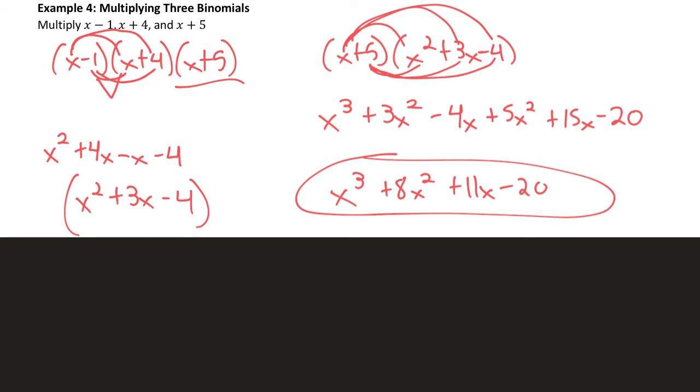If you ever have something where you're multiplying three expressions by each other, take two of the expressions, multiply them, simplify that to be one simplified expression, and then multiply the remaining two expressions. So that's the way I tackle one that looks like that. Now you guys are probably ready to move on to some practice.